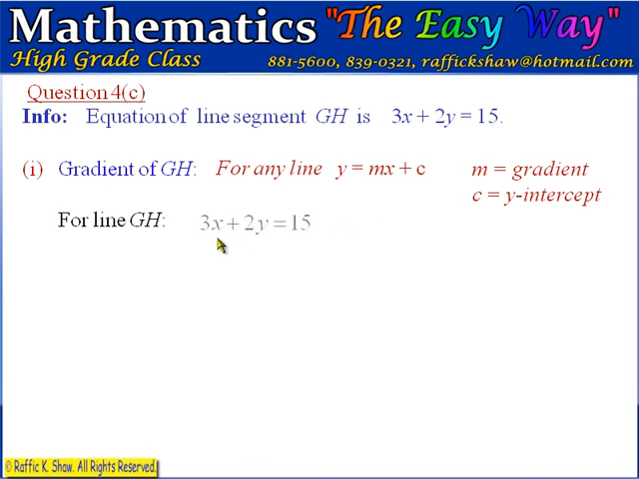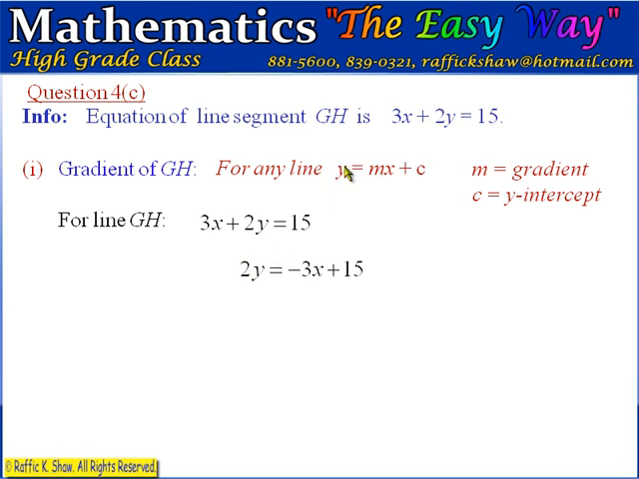And so for the line GH, we are transposing this equation into this form. Firstly, we take the 3x on this side and make it negative, or we say we subtract 3x from both sides, and this is the result. When we subtract 3x from both sides, we end up with 2y equals minus 3x plus 15. We're trying to write the equation of this line in this form. So what we need to do now is get rid of this 2.